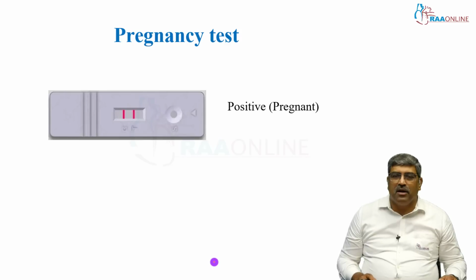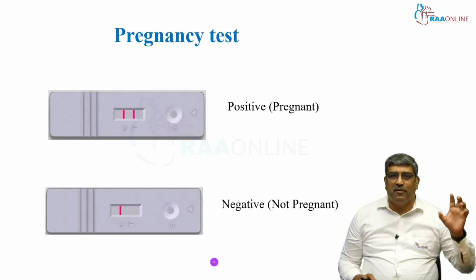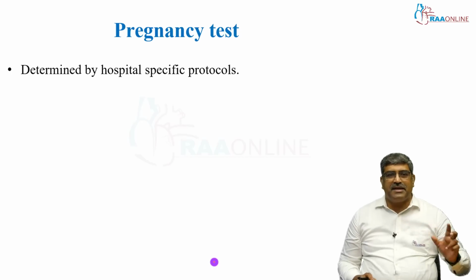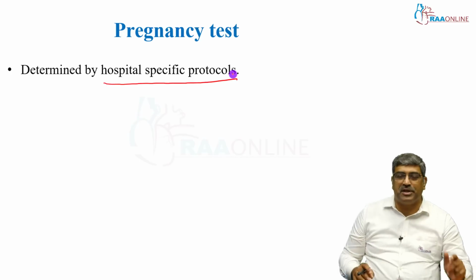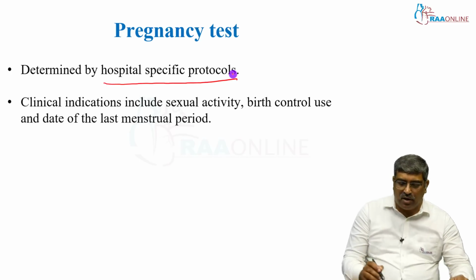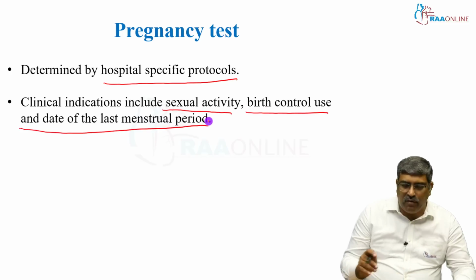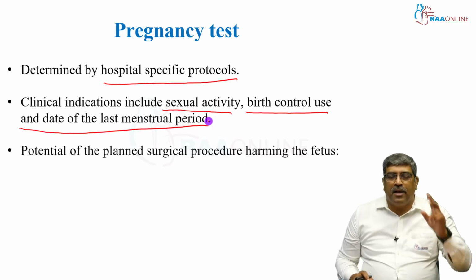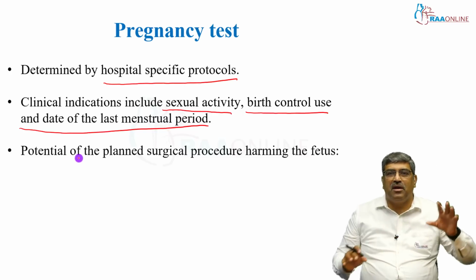Pregnancy testing is very important. Now you can do a simple strip to know with the urine hCG level whether the pregnancy is present or not. Pregnancy testing is usually determined by hospital specific protocol. The clinical indications for pregnancy testing include sexual activity, birth control use and the date of last menstrual period, your LMP. And another important thing is the potential of the planned procedure harming the fetus.